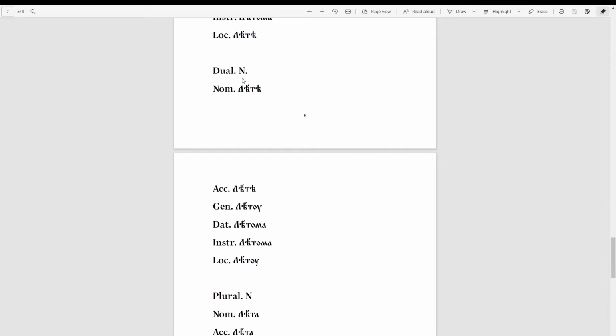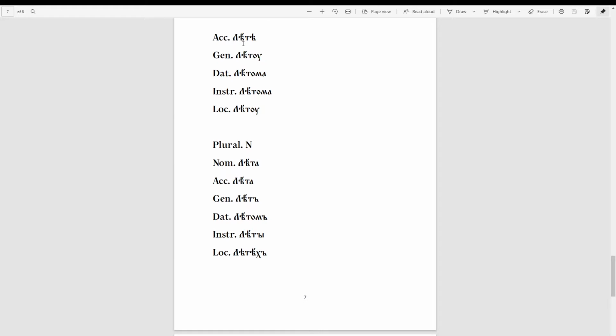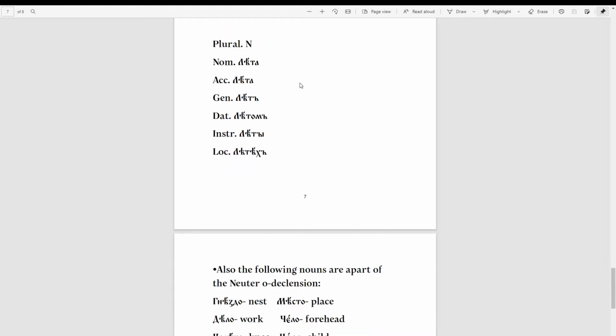Next, the dual. The nominative, lata. The accusative, lata. The genitive, latu. The dative, latoma. The instrumental, latoma. The locative, latu. Now for the plural. The nominative, lata. The accusative, lata. The genitive, lata. The dative, latoma. The instrumental, lati. And the locative, lataja.